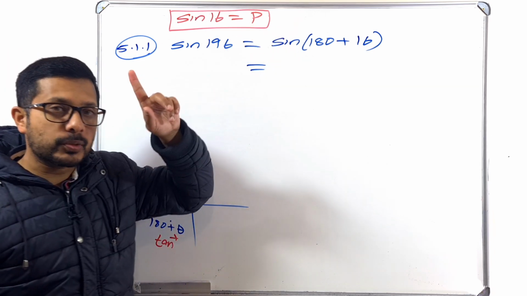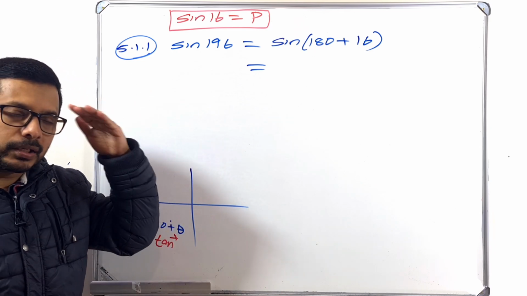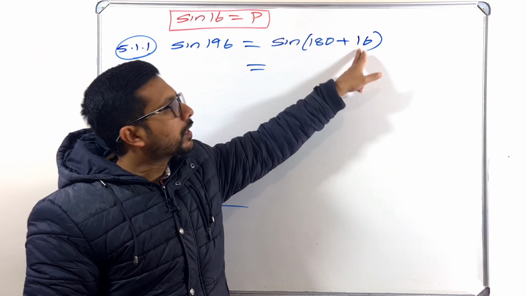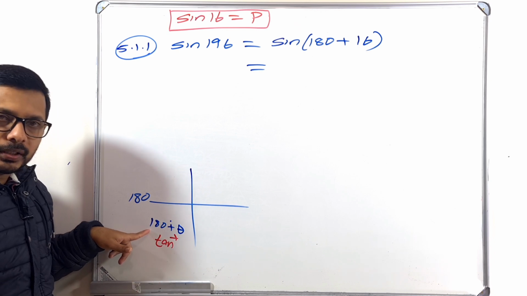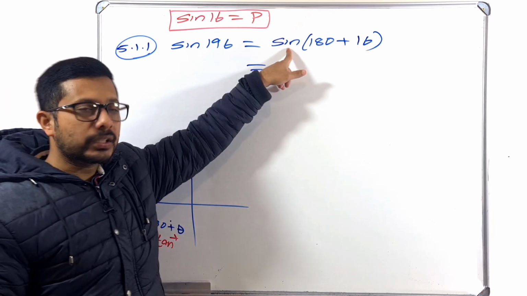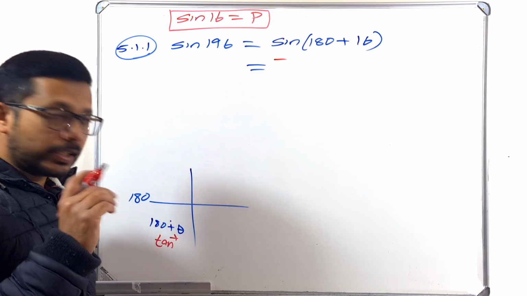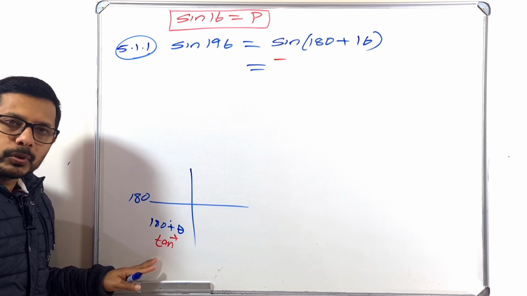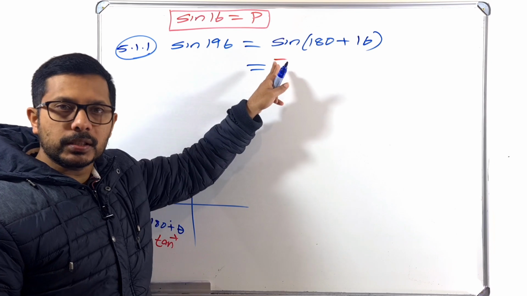Sine. So listen once more, we are trying to apply the reduction formula now. You have to ask yourself in this order: 180 plus 16 is in which quadrant? It is in the third quadrant. Third quadrant, what is positive? Tan is positive. Here what? Sine. So it is negative.